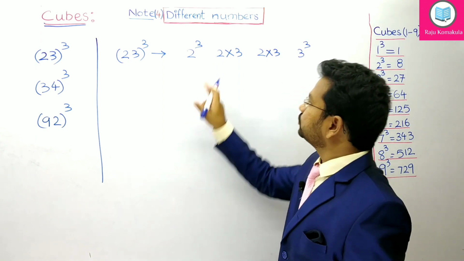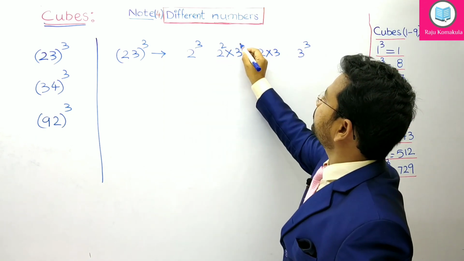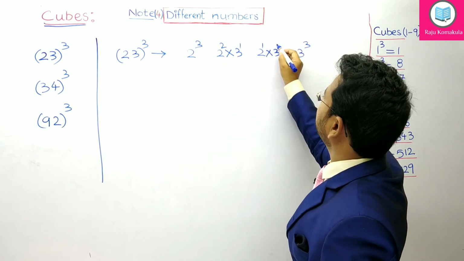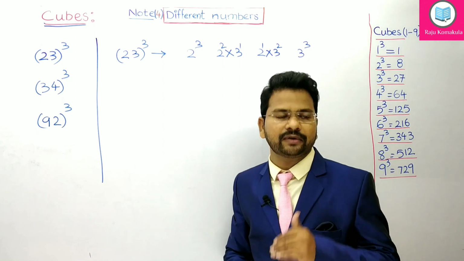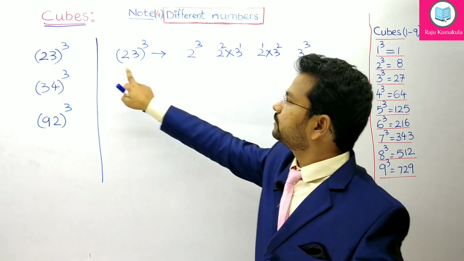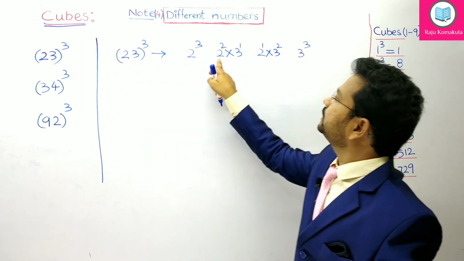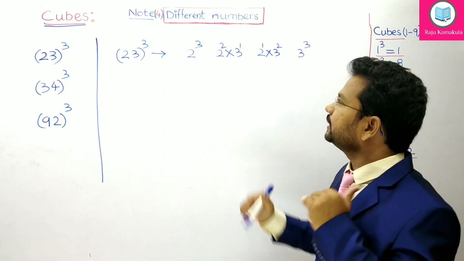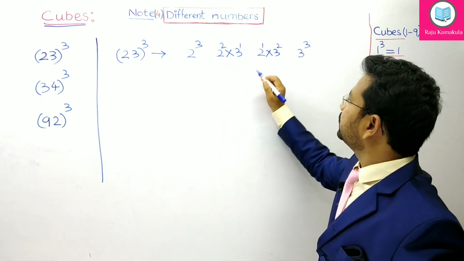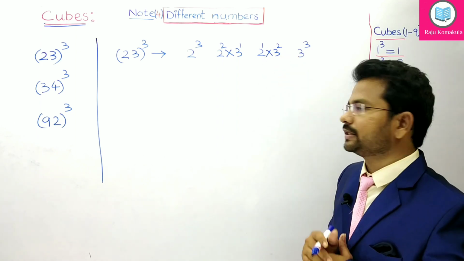Okay, so in this 2 into 3, 2 into 3, first write 2 square and 3 power 1. And next one write 2 power 1, 3 power 2. Have you understood? I will explain one more time. So first 2 cube and the next one 3 cube. In the middle I am writing 2 into 3, 2 into 3. But here 2 power 2 and 3 power 1. And the next one 2 power 1, 3 power 2. This is the way to calculate this one.